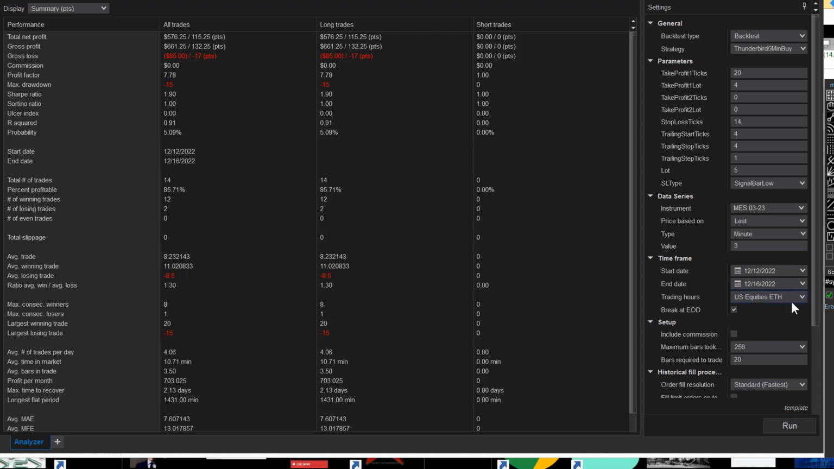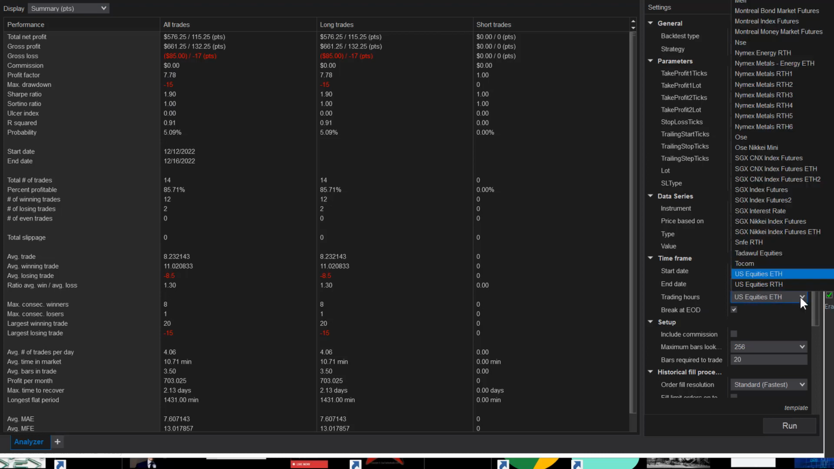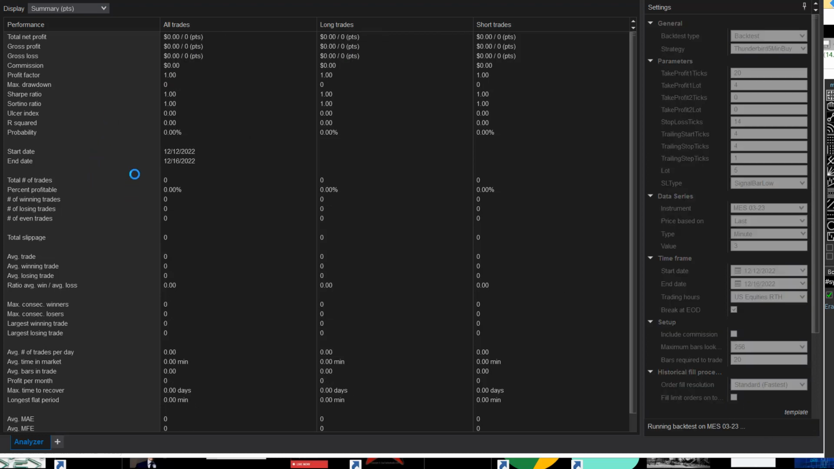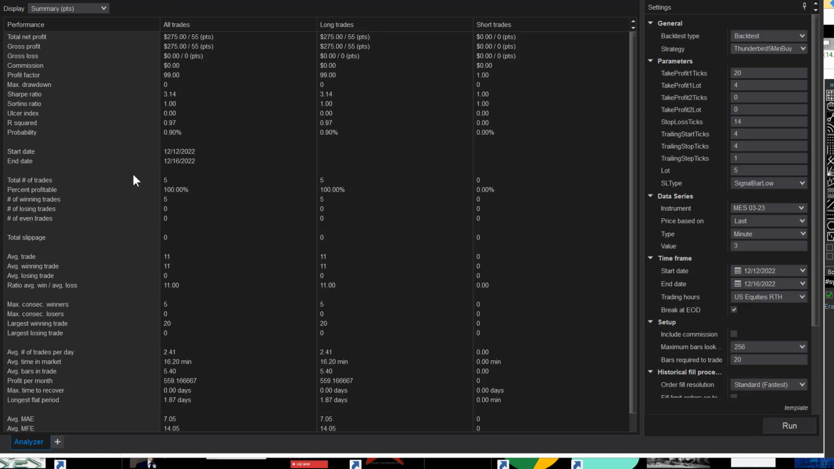So if we move that to just open hours, or pretty much just the real time hours, 9:30 to 4 o'clock, and we adjust that, we're not going to have 14 trades, of course, because we're missing half the night. Let's see what it comes out to be. But it tends to have more volatility. It has more volume. It's usually much better. So it's only given us 5 trades, but 100% success rate. Let's go back to, again, this is on the 3 minute time frame.